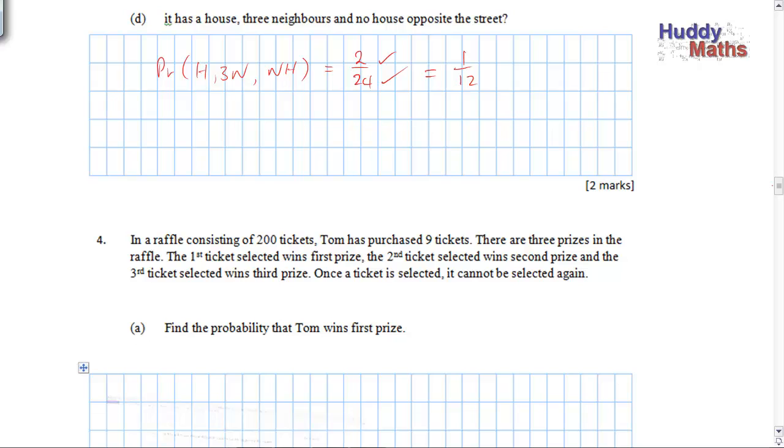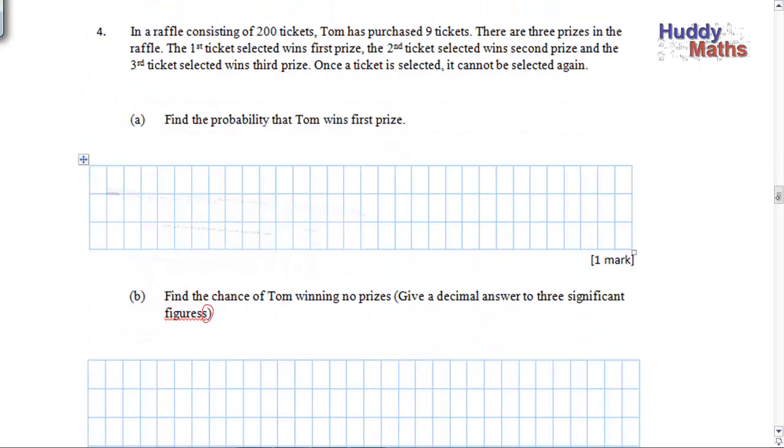All right, let's go down to your traditional lottery question here. Raffle consisting of 200 tickets. Tom has got 9, not a bad idea to circle this. 3 prizes, so there are 3 prizes. What's the probability Tom wins the first prize? Okay, it's 9 out of 200. I'll just leave it like that.